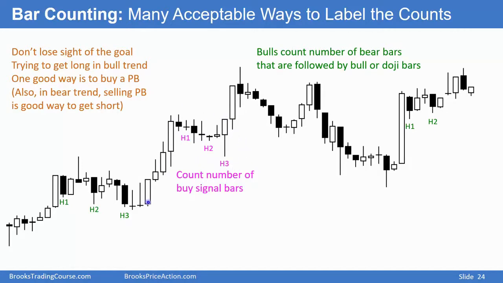Again, strong bull trend, stop down here. You can buy the high one, you can buy the high two, or you can buy the high three. You're looking for a reason to get long because you believe the trend is strong enough so that it will probably resume.